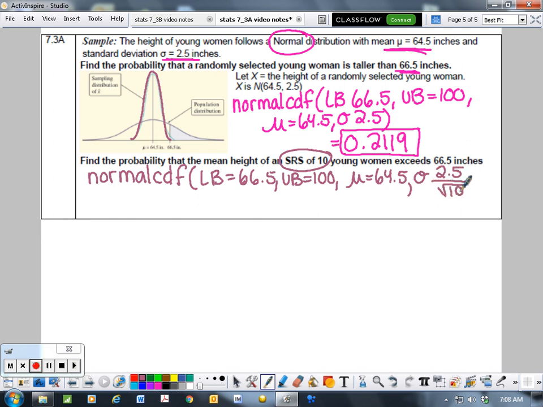Now what's nice is a lot of times you can type it in just like that instead of having to calculate it separately. So normal CDF, everything's the same except for that standard deviation, which is 2.5 divided by the square root of 10. And so this gives us a way different probability. If you're not careful, you're going to end up calculating your probability wrong. So read your question carefully. Are you finding the probability for the sampling distribution or just the regular population distribution?